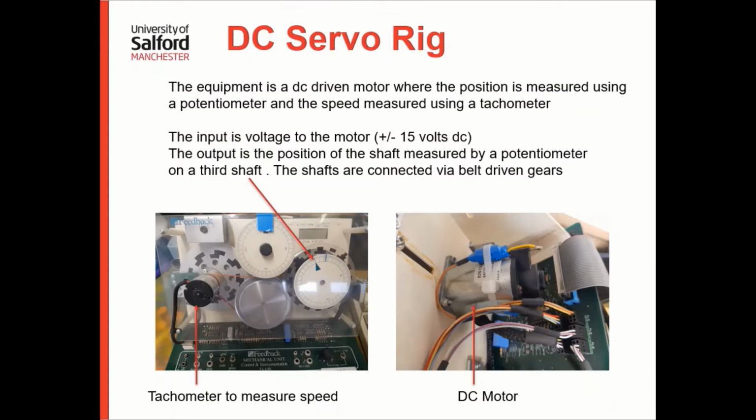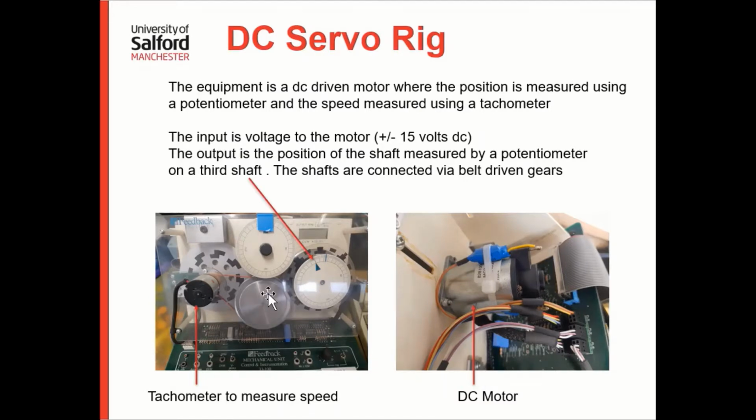The actual rig that we've got is here. It's made by Feedback Instruments, and it's a little DC servo. The actual motor is here, behind this shaft. It's a plus or minus 15 volts DC motor. So it's a fairly powerful motor because you can put over 30 volts across it as well. That then drives a shaft here, which drives a belt here.